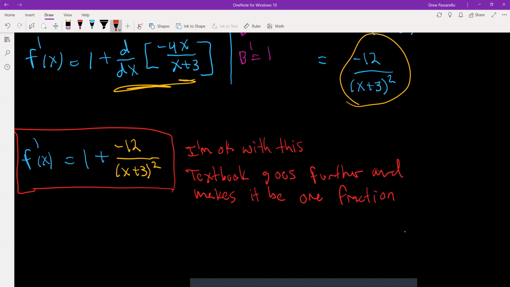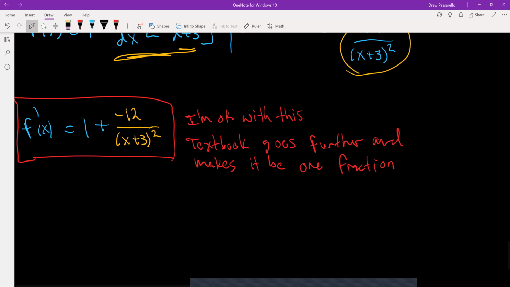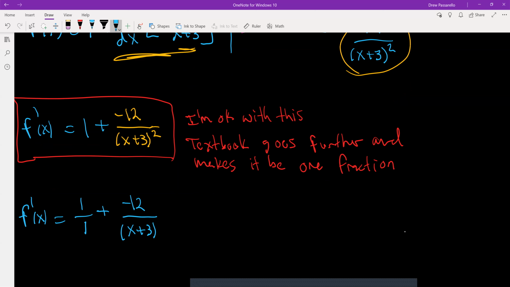So I'll show what the textbook answer is, or how you would get to it. So 1 is the same thing as 1 over 1. I just write it like that to reinforce that there's a 1 for its denominator, and then plus negative 12 over x plus 3 squared. So I have an x plus 3 squared, and I want to make that the common denominator.